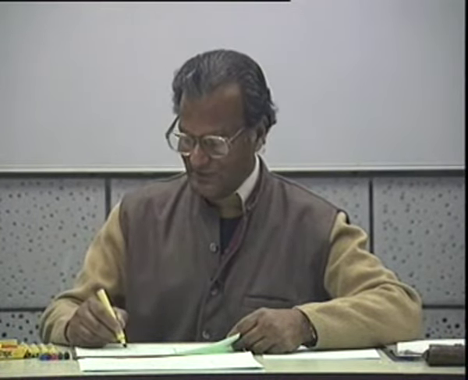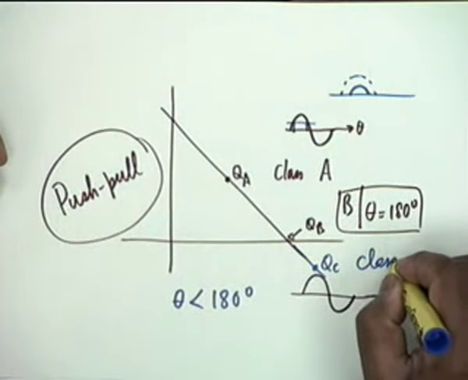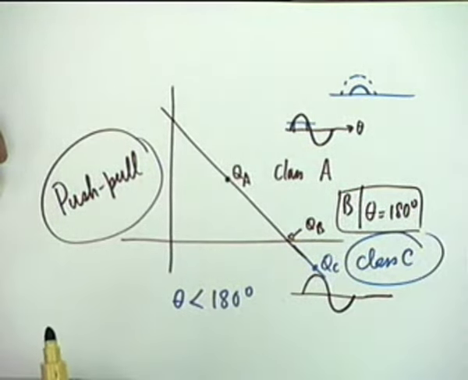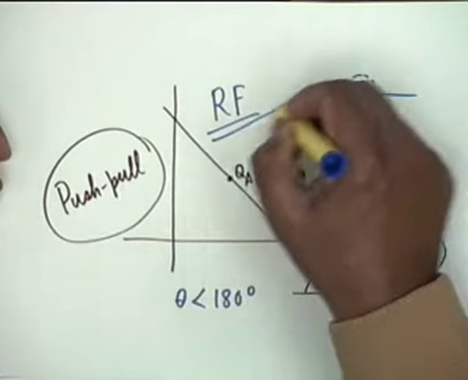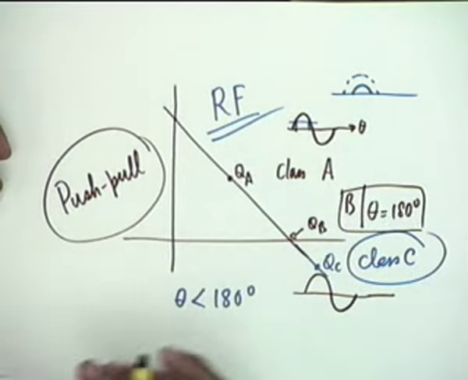This type of operation is called class C. Class C operation, despite the fact that it introduces heavy distortion, is also used. In fact, in large power applications, at radio frequencies, this is the important point, frequencies must be high enough, class C operation has to be resorted to. The amplitude modulated transmitters, the radio transmitters, use class C power amplification because of high efficiency.